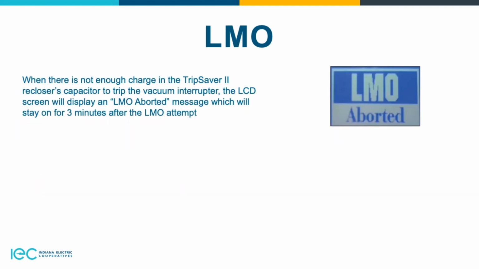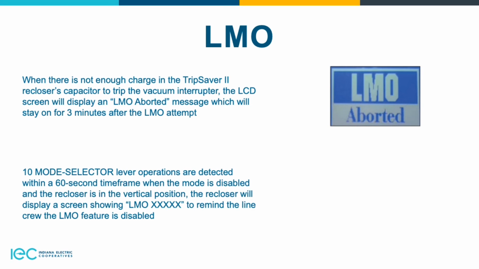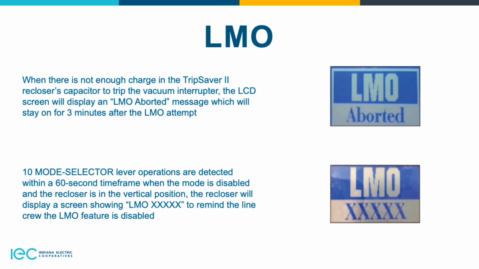Some other messages you'll get: Local Board, which will show up for 3 minutes. Basically, it doesn't have enough charge on the capacitor to trip the vacuum interrupter. Then also, you'll get all these X's whenever you flip the mode selector 10 times in a 6-minute period. It's just saying it's disabled, so don't do that. You don't have the option of local manual open.